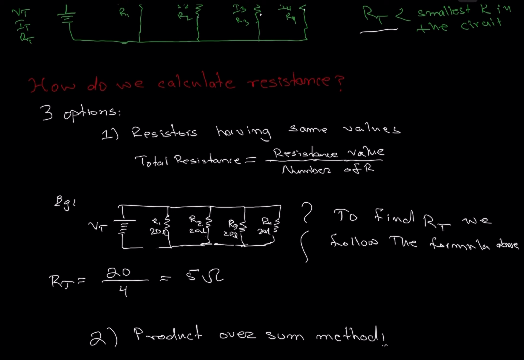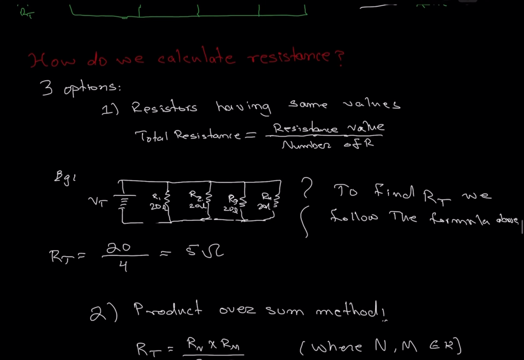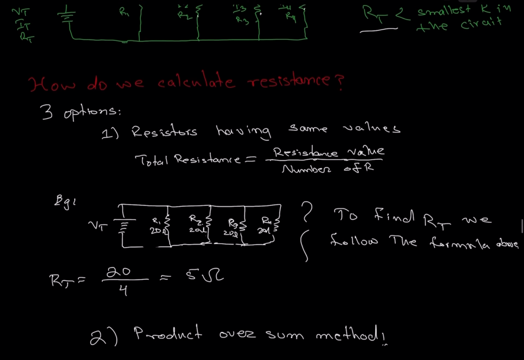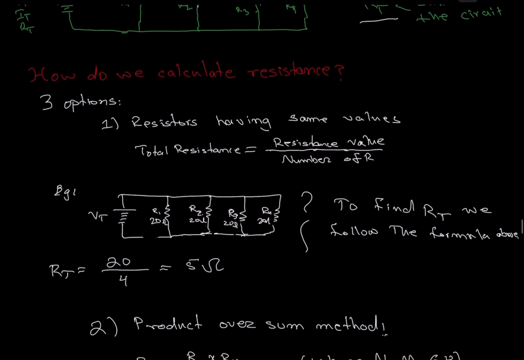Okay, so as I say, we have three ways to find the parallel circuit resistance here. The first one is the easy one. If you have same value resistors, 20 ohms, 20 ohms, 20 ohms, 20 ohms, the total resistance will be the value of the resistance divided by the number of resistors you have.